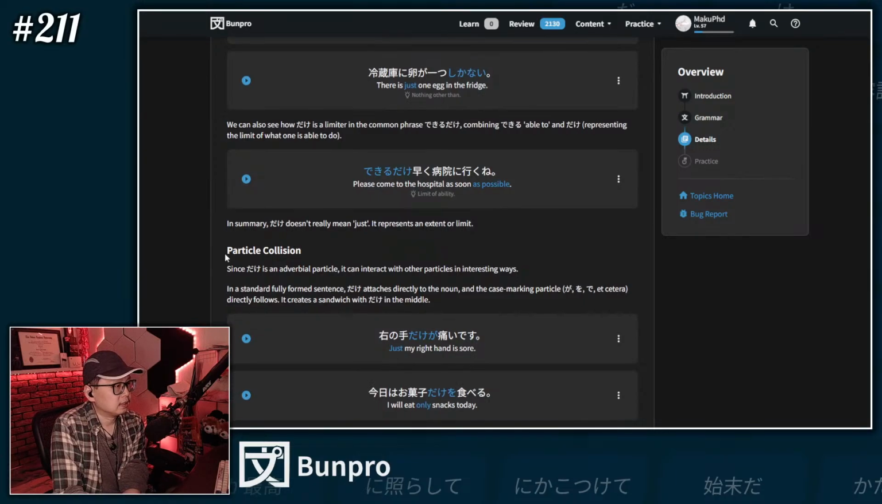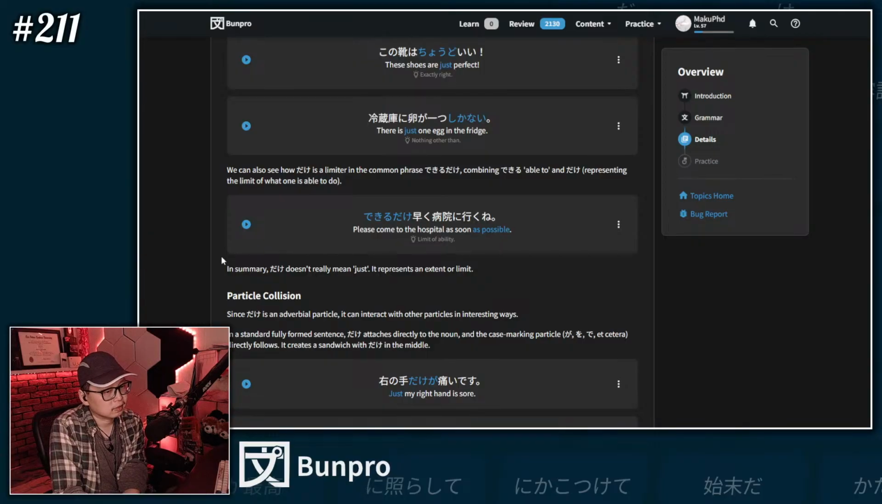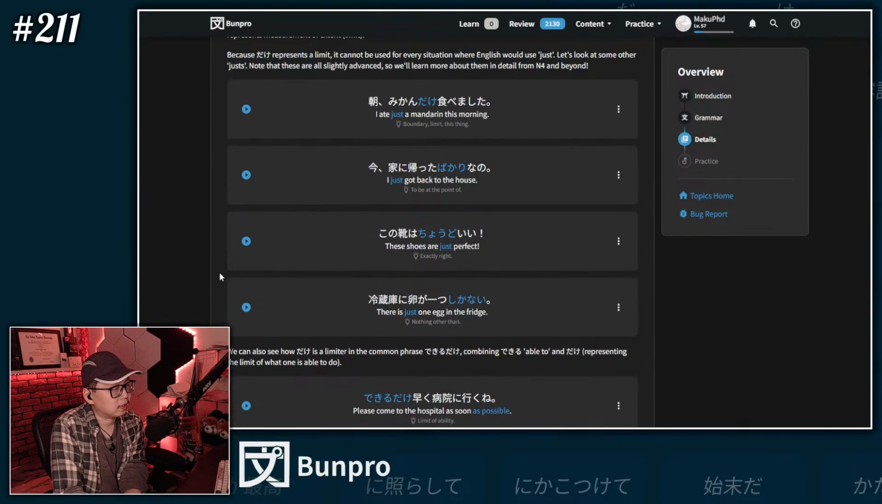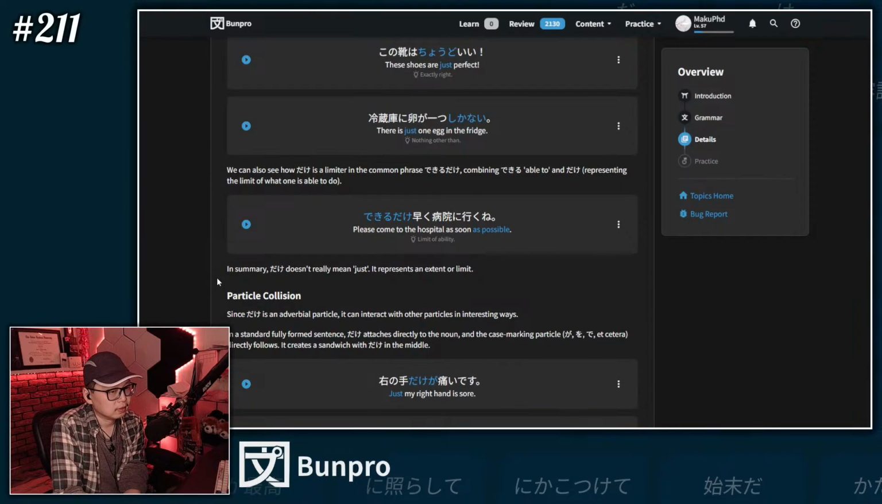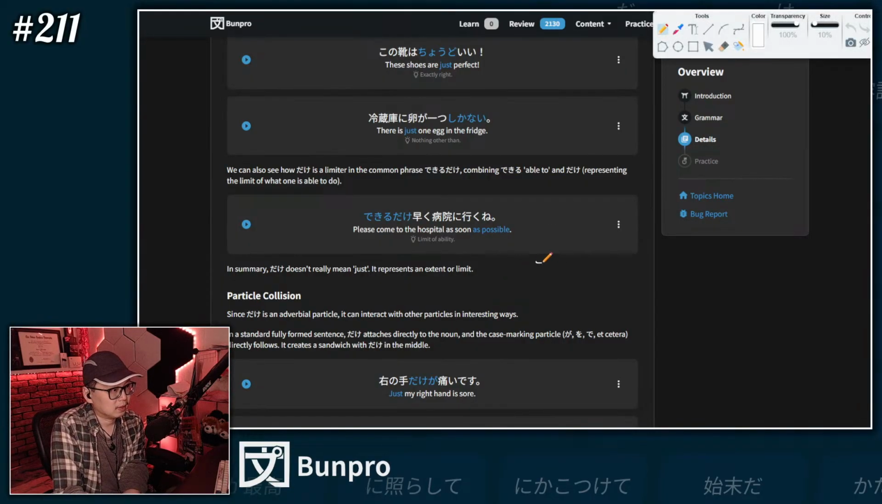In summary, dake doesn't really mean just. It represents an extent or limit. Well, it does mean just. Or the limit. Just is a limit. And it really does mean that. So I think the way this is written is a little deceptive. It does mean just. It's just that just means more than dake. I think it's the other way around. So, like, just and a subset of just is dake.